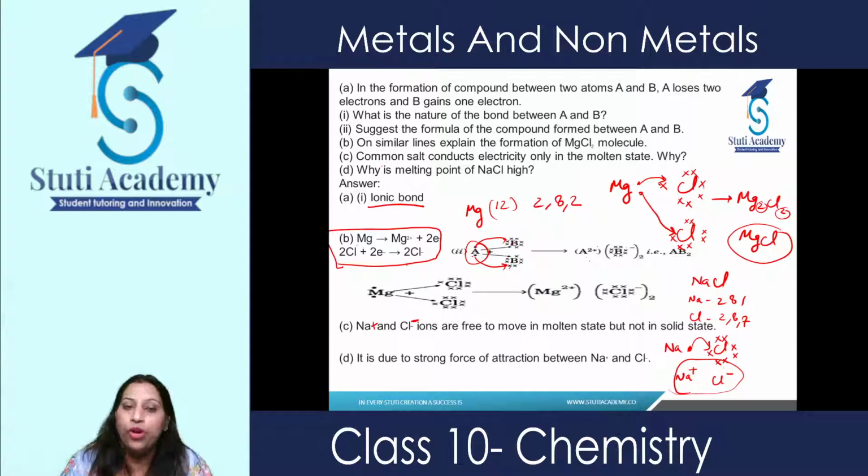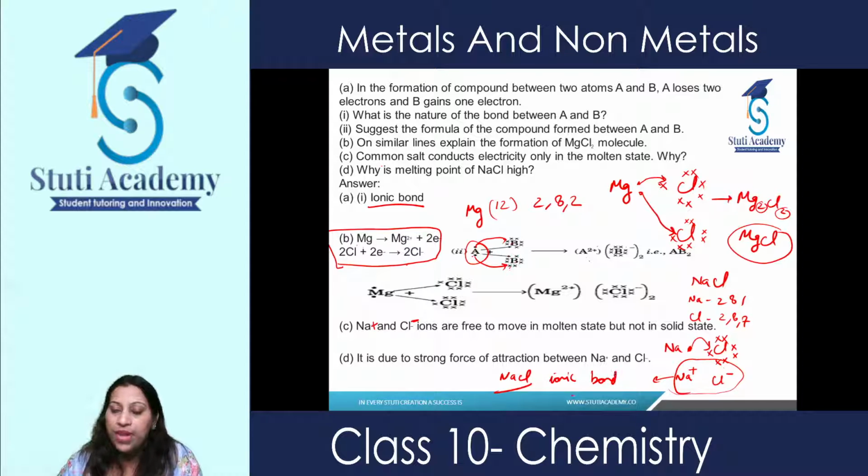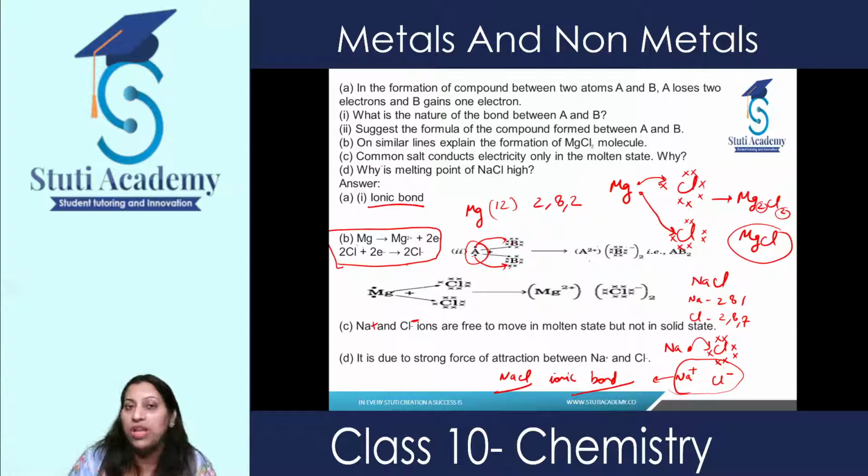And why is the melting point of NaCl high? Because when we get NaCl after the formation of this ionic compound, it has a strong bond between the ions, because it is bonded with an ionic bond, which is considered a very strong bond, and due to this strong bond, they have strong forces of attraction. So that's why their melting point is quite high, because it needs high temperature to overcome this bond or to break this bond between them.